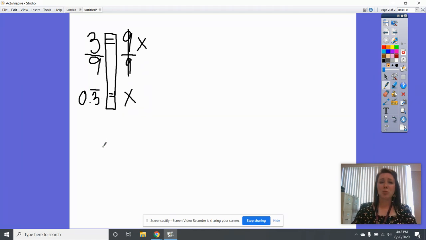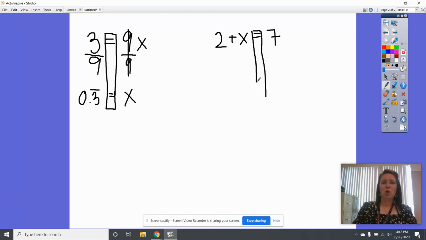So that's one example of solving a one-step equation. Let me show you another one. We could do 2 plus x equals 7. Okay, I'm going to draw that wall to get started. Then what operation is happening to the x? Well, in this case, we have a positive 2 that's attached to our x.